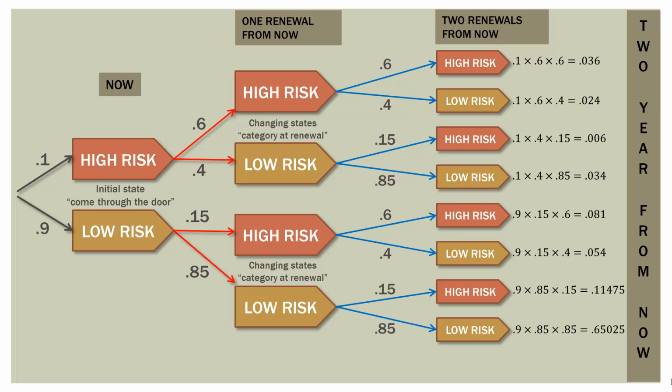So they come in low risk, they get put in the high risk due to that ticket, and then the year after that, they go into low risk. So that is 0.9 times 0.15 times 0.4, which is 0.054 or 5.4%. So you should see how this process works. And again, this is 2 years from now, 2 steps into the future. And of course, those probabilities all add up to 1.